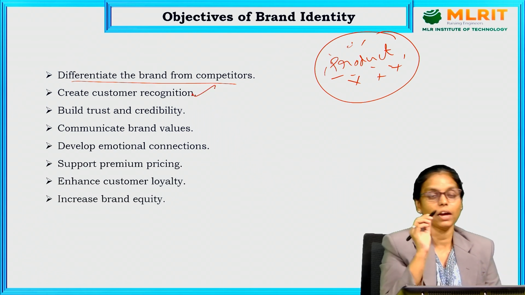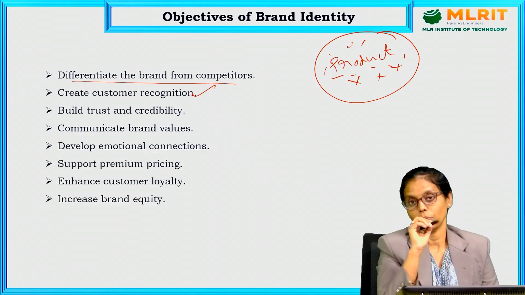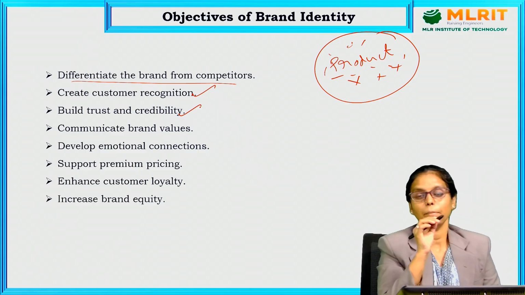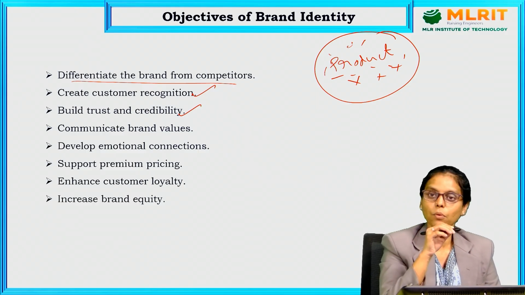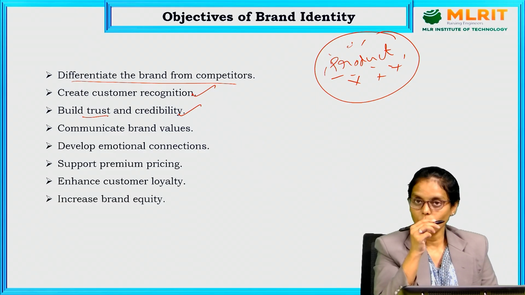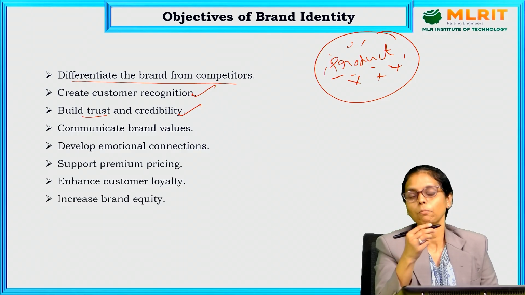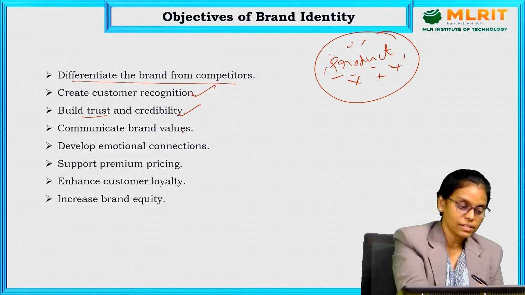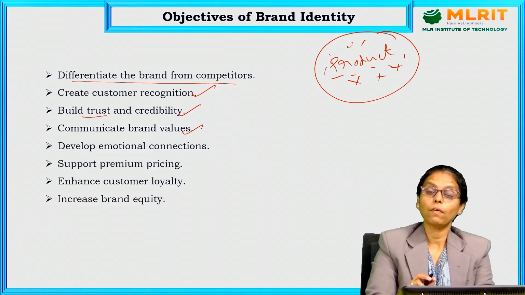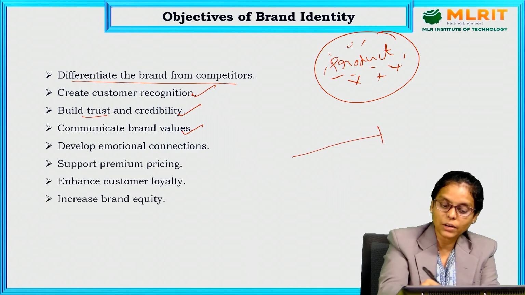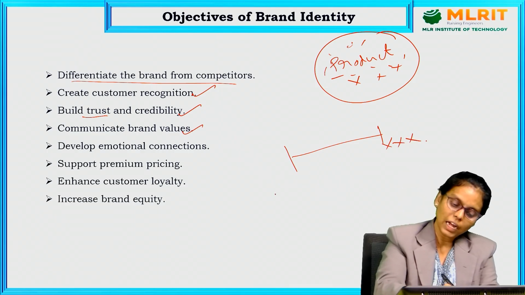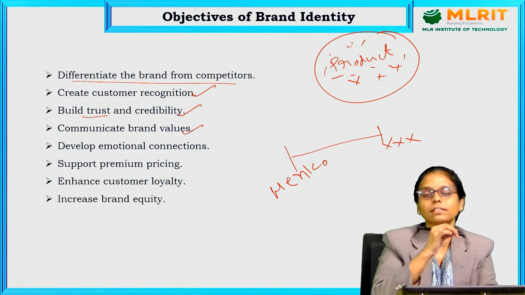And the next one that we have is to create customer recognition. We are helping the customers to recognize us in the market. Whenever we are making the customers recognize us, then when our product is a quality product, definitely it will help in building trust and credibility among the customers. At the same time, it will also create the value of a product. For example, in the detergent sector, we have at one extreme point XXX, and at the other extreme point, let us consider Henko.